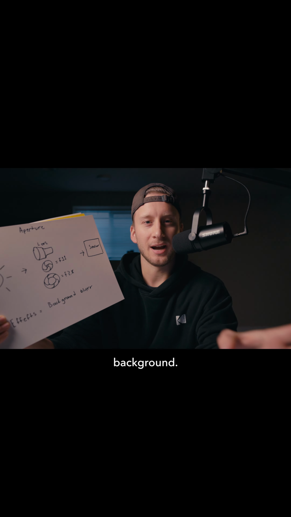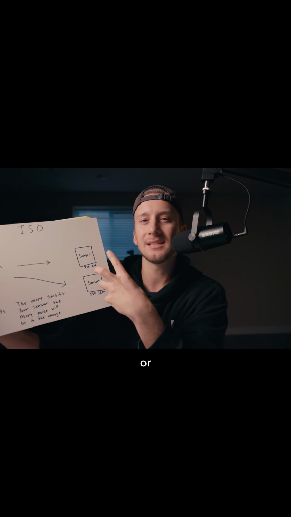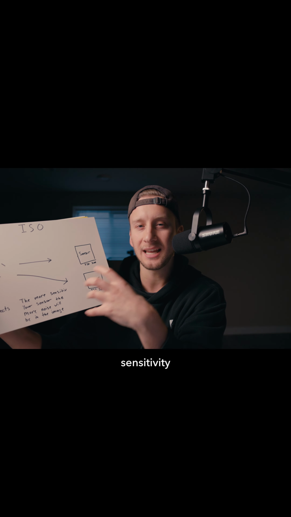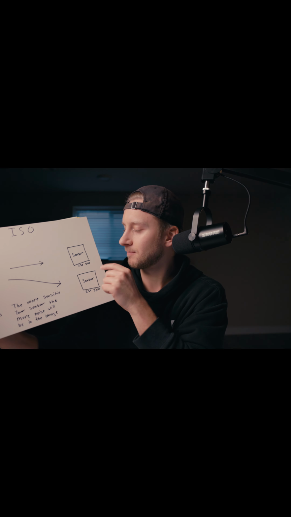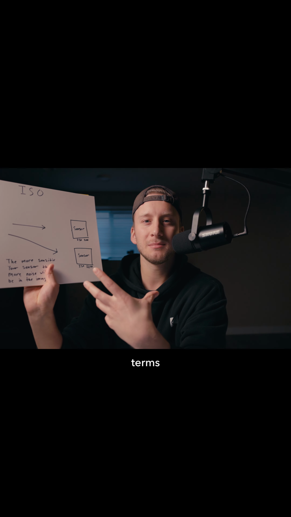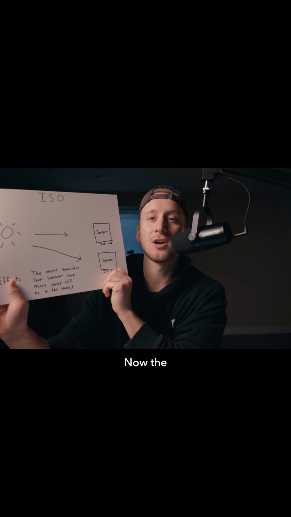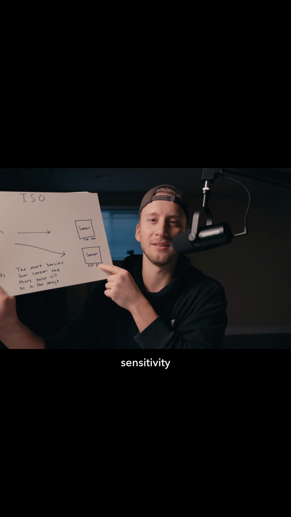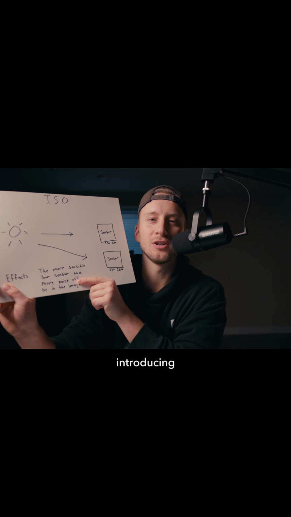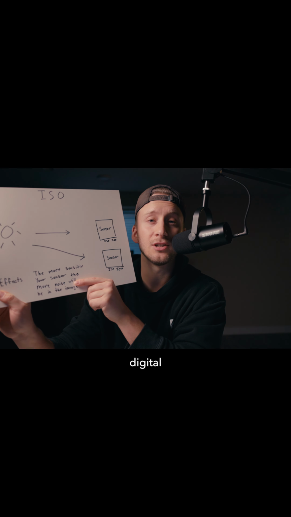Now, let's talk about ISO. What ISO does is it increases or decreases the sensitivity of the camera sensor. In the most simplest terms, this is going to make your image brighter or darker. Now, the con with a higher sensitivity of ISO is you're going to be introducing a lot of digital noise.